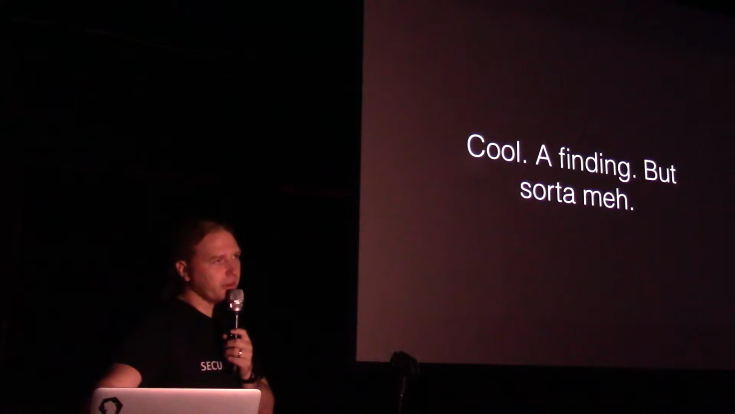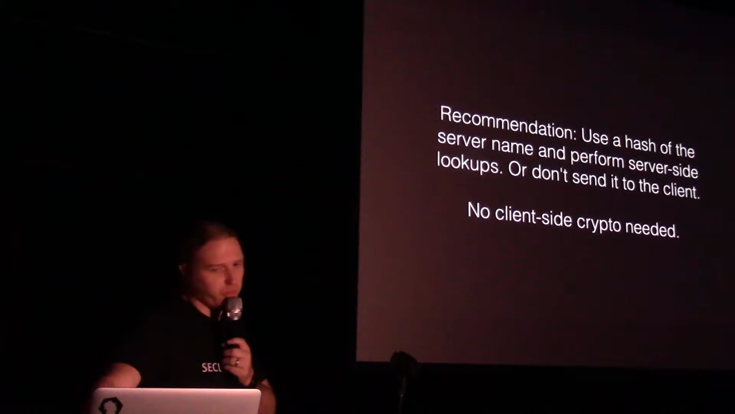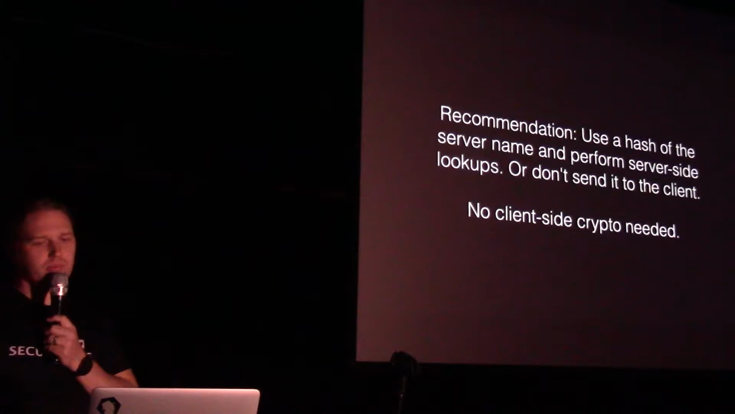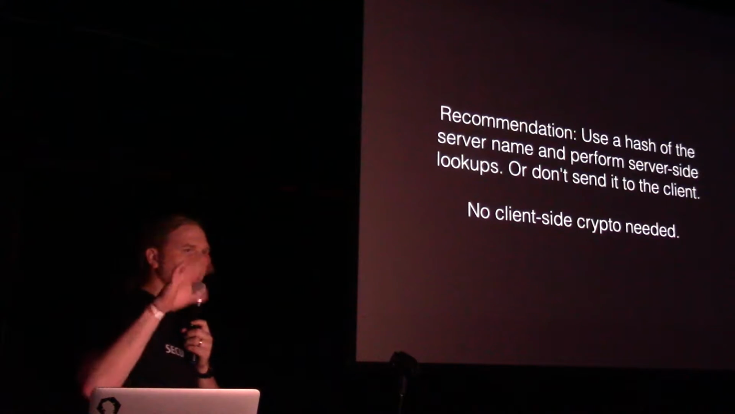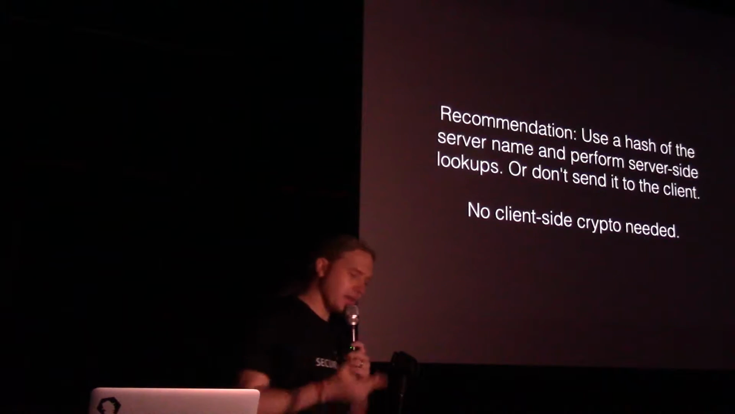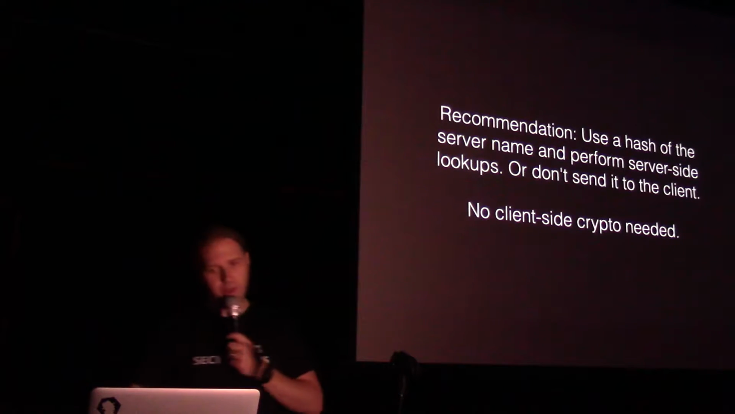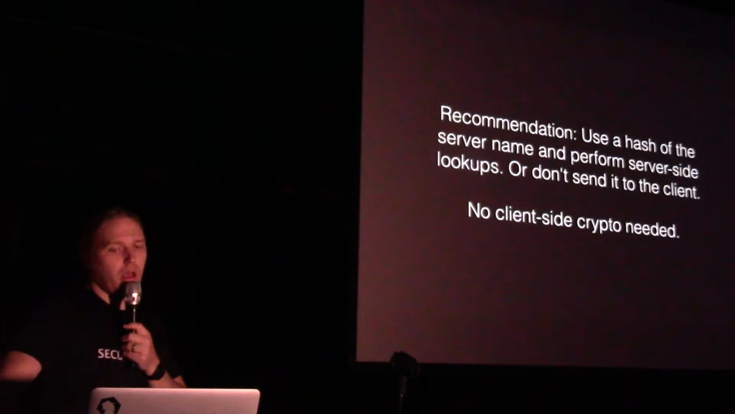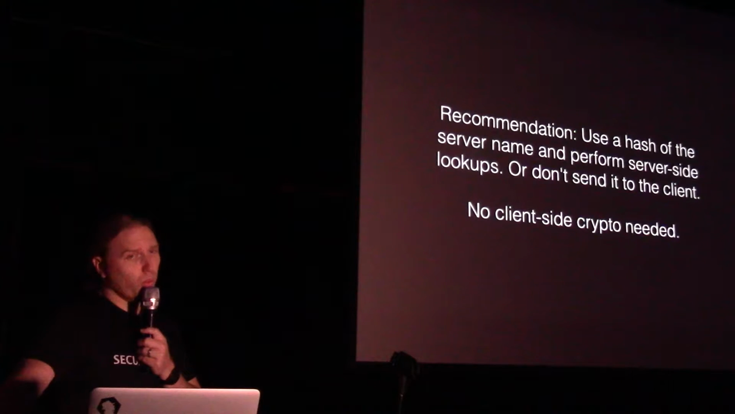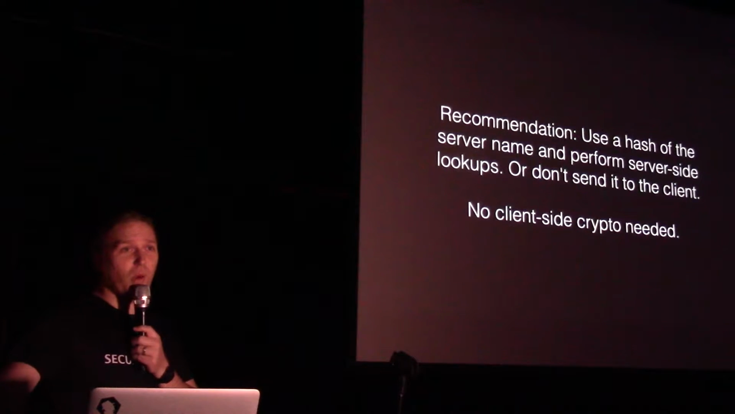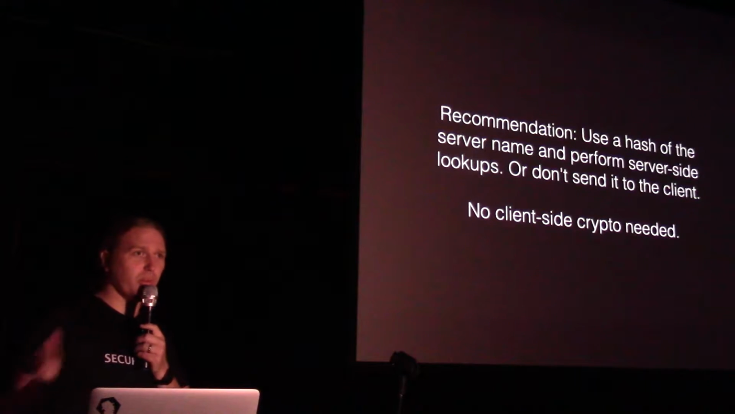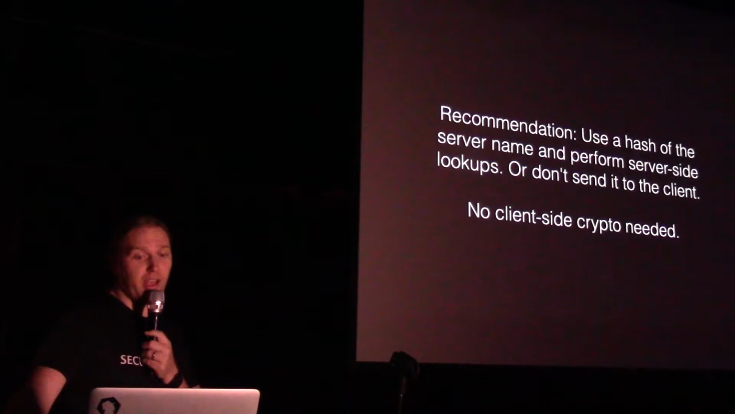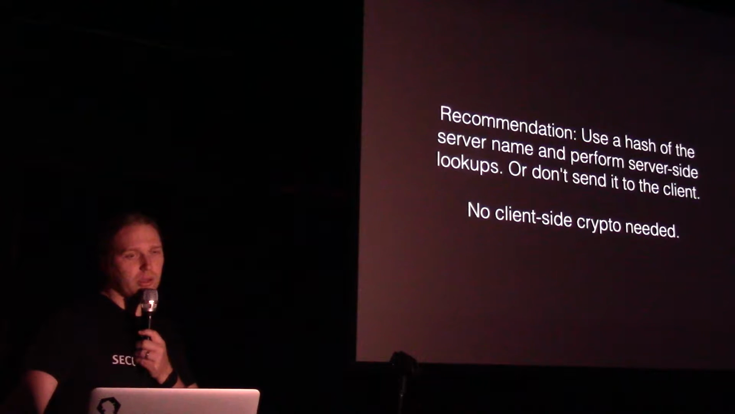You can change where the requests go, learn some information about it. So the recommendation in this case was to use a hash of the server name and send it over to the client, so there's not actually any crypto going on the client side. It's just a lookup value that can't be spoofed, so on the backend side you just look it up and see what it is. The other option was to just not send it to the client. If there's no reason why the client ever needs to change what the web service is calling, you don't ever need to do that, so don't do that. But in the end, no client crypto needed.